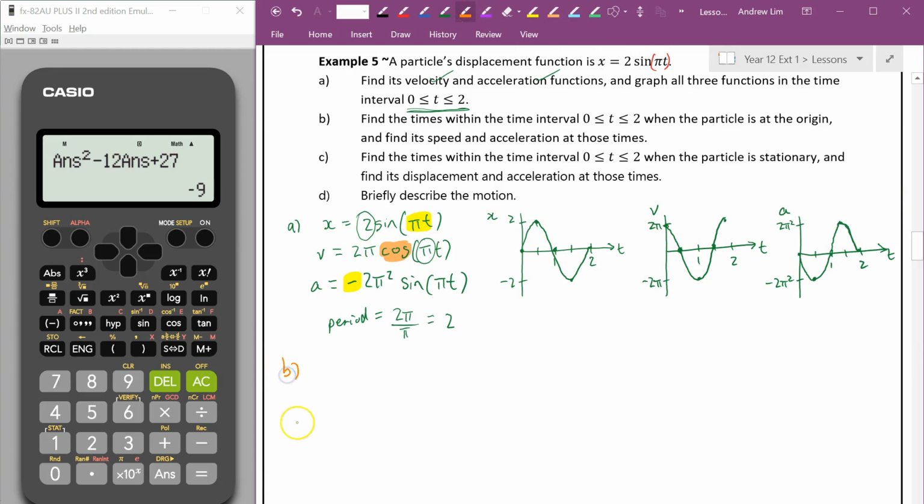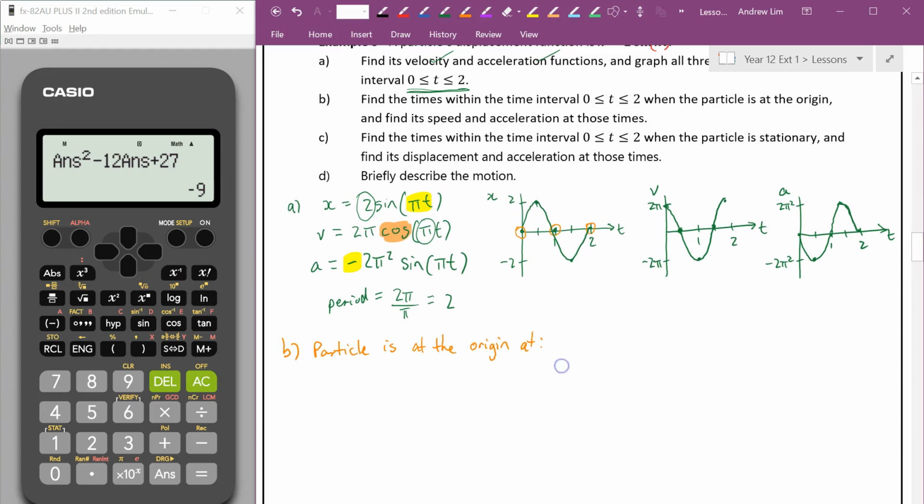Question B. Find the times within the time interval from 0 to 2 when a particle is at the origin, and find its speed and acceleration at those times. So when is it at the origin? Well, origin is when x is 0. Okay, so the particle is at the origin at t is equal to 0, at t is equal to 1, and at t is equal to 2. Okay, 0, 1, and 2.